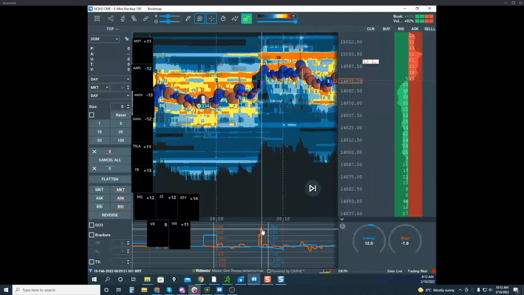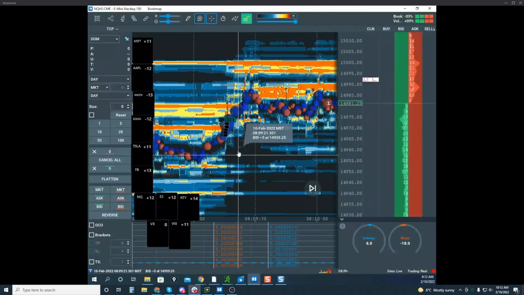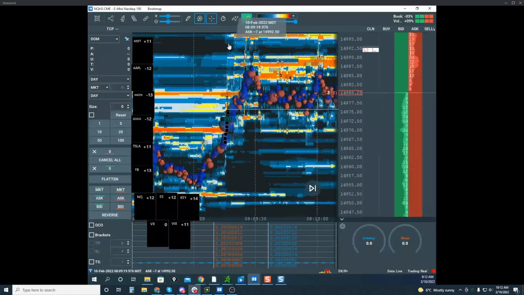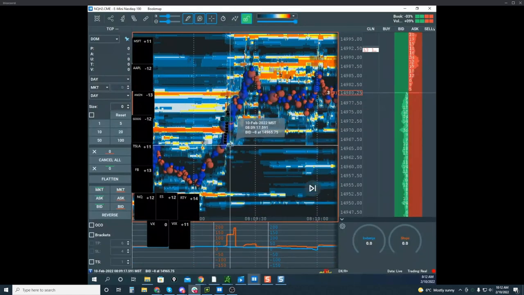So you can see this was 172. That's threshold. I use 150 in NASDAQ. Most days I try to go to 200, but lately the volume's been terrible, so a bit more at 150.